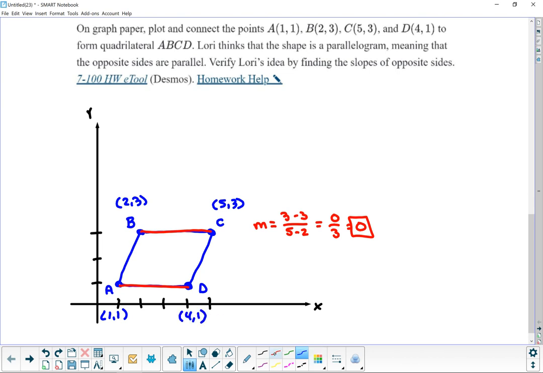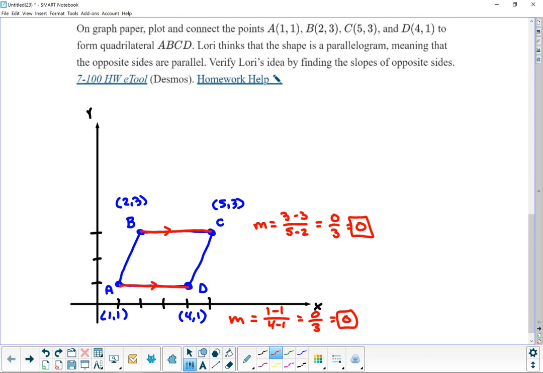We're going to use Evie's method or Miranda's method again. So the slope for this bottom one is the y minus the y, so 1 minus 1, and the x, the 4 minus the 1. So we get 0 over 3, and the answer is 0 again. So the slope is the same, so now we can say that these two are parallel, and we're going to put a single arrow to show that they're parallel.